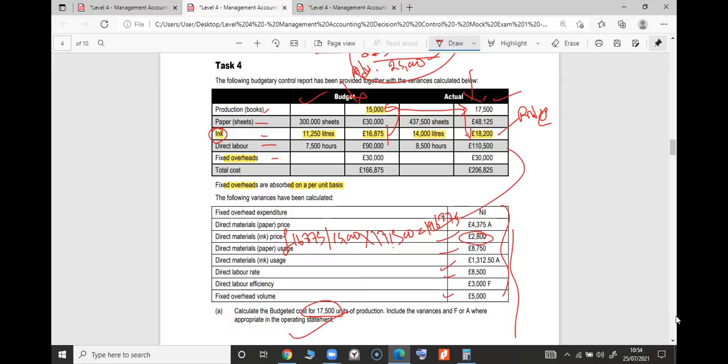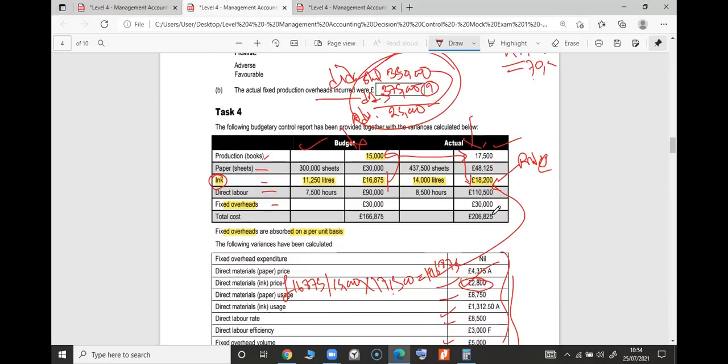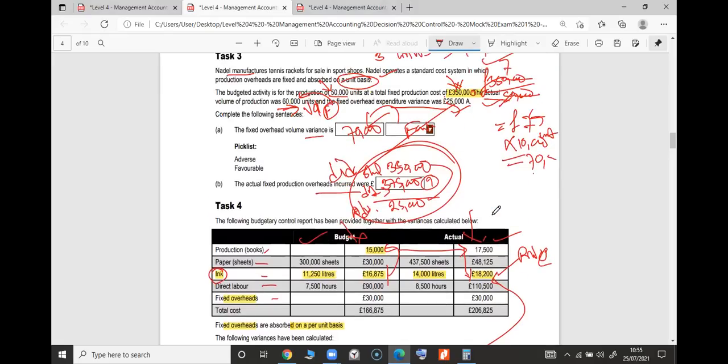19,687.5. But how much did it cost? Less by this much amount. Well done. That's just a little checking of your knowledge. So next one, this is efficiency. I would like to check how to get the efficiency variance. Can you please do me the efficiency variance?